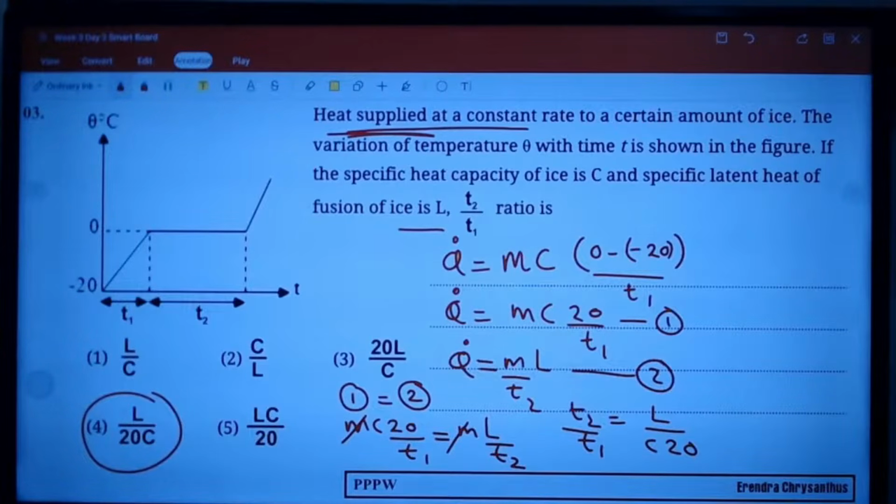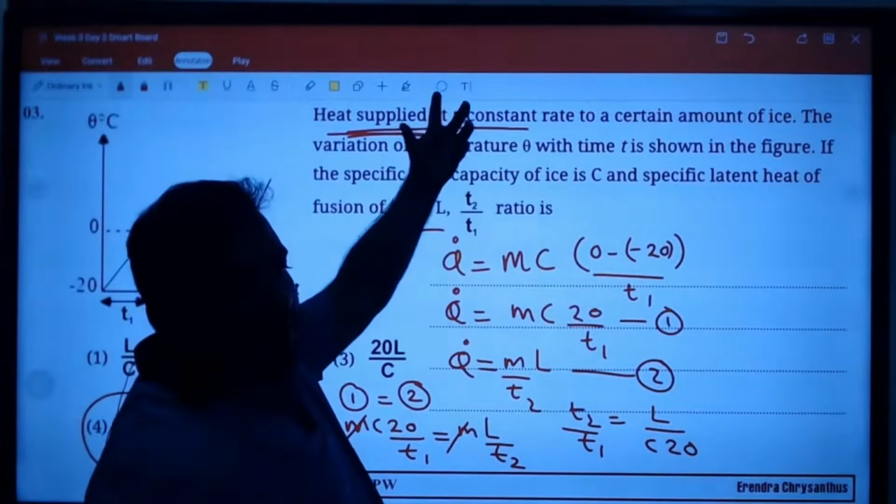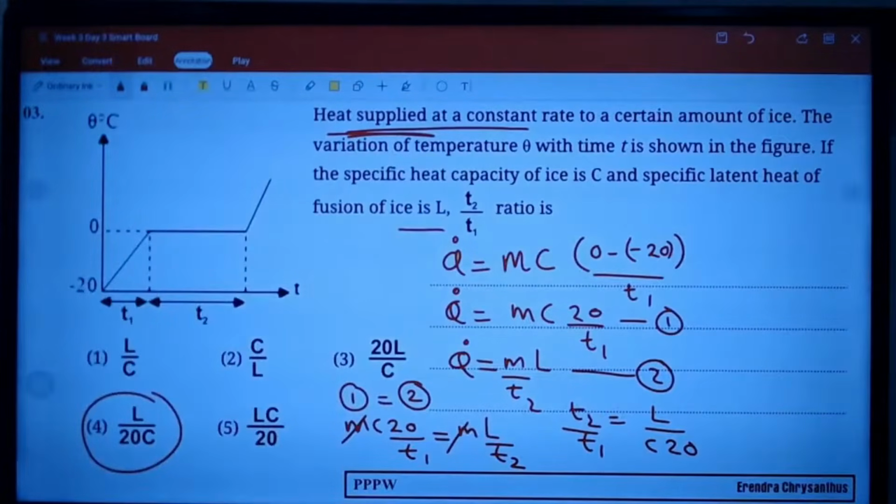The rate of heat transfer is constant. Remember, the majority of the answer is already there in the question.